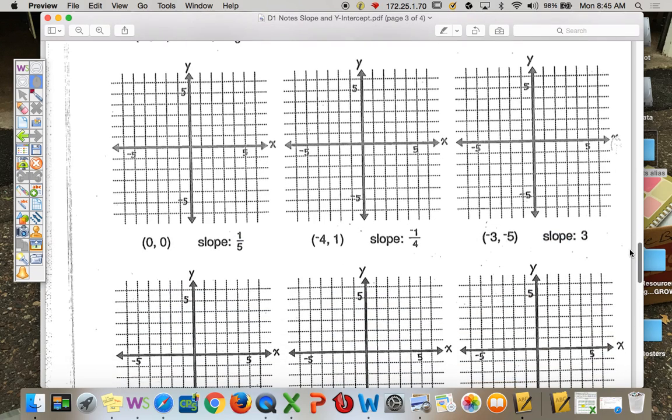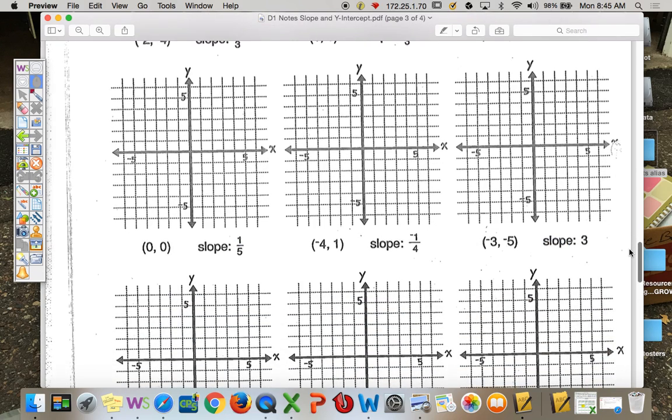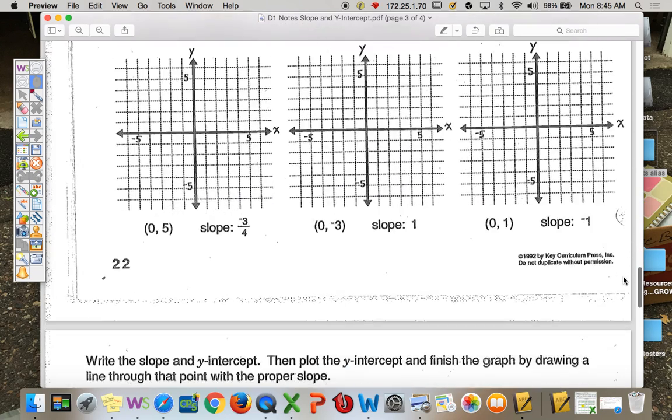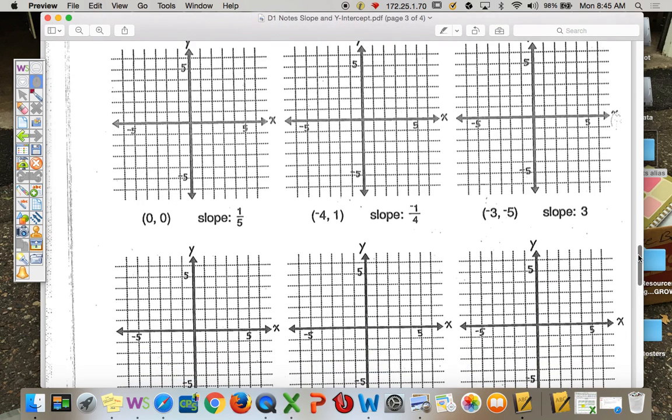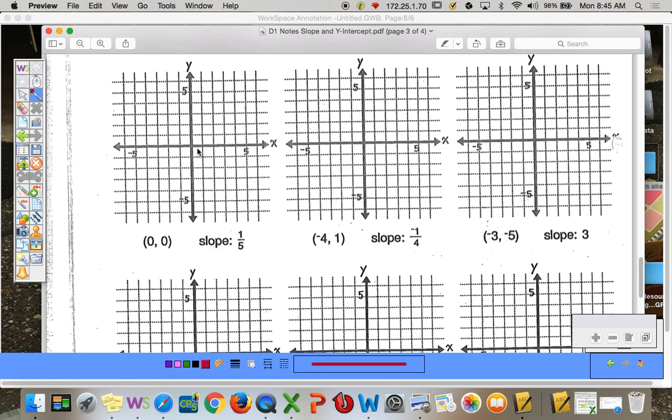Let's look at the next few. Okay, let's do one more. 0, 0, and a slope of 1/5. So start 0, 0, go up 1 over 5. And you can draw your line. 0, 0 is also called the origin. So if you see the origin, it means through 0, 0.